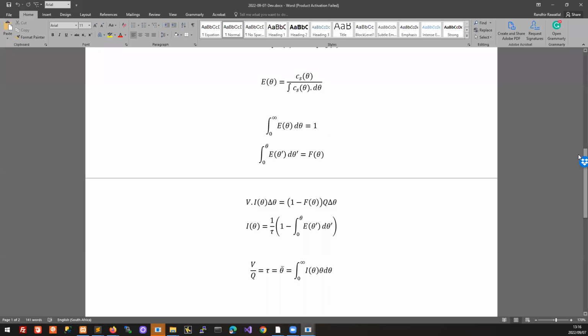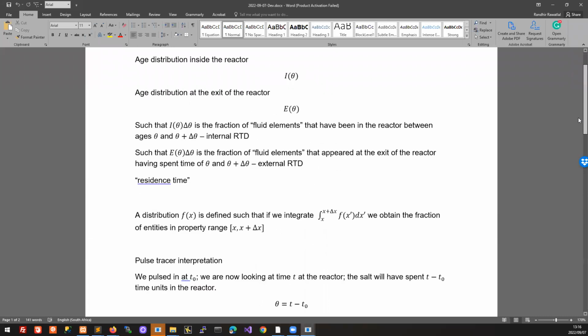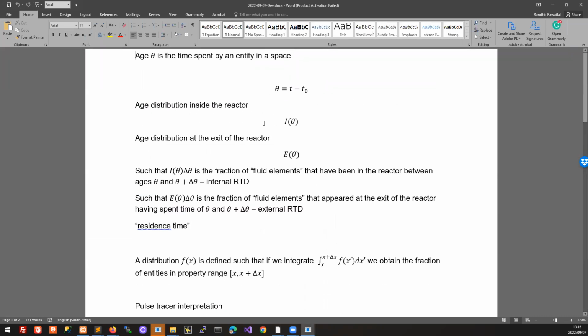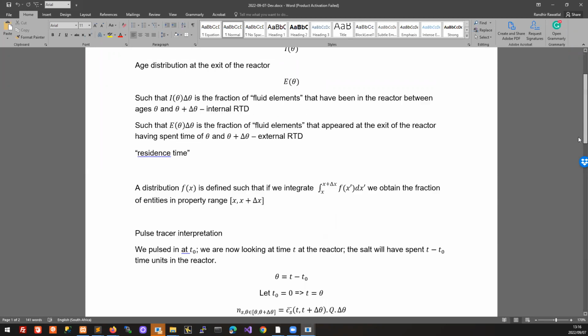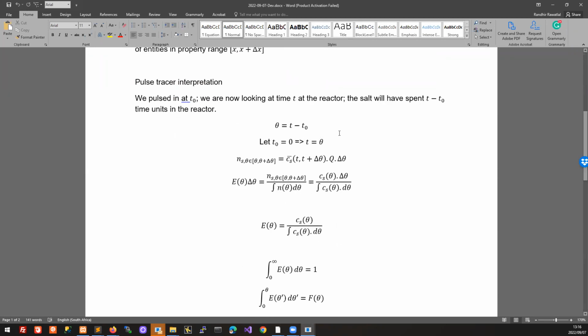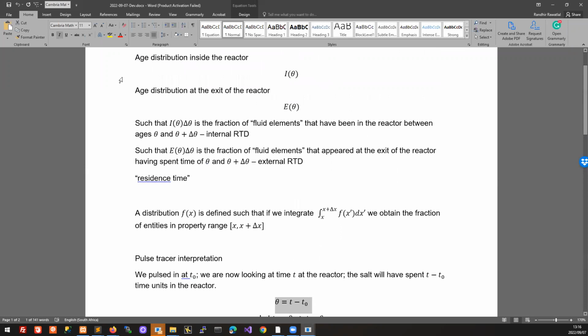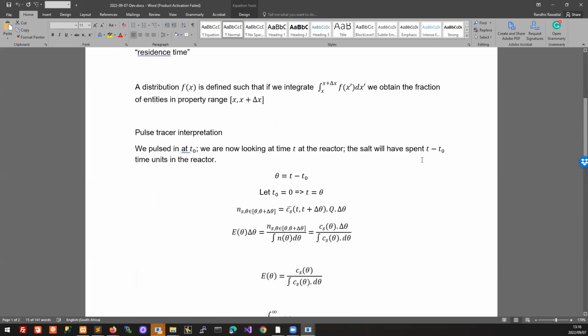So yesterday we had defined the residence time distribution. We had defined the internal and external, or the exit, RTDs. And towards that, of course, we defined age or residence time, t, and an entry time, t naught. So those are the basic independent variables. And then around those, we can think about distribution or probability density functions.